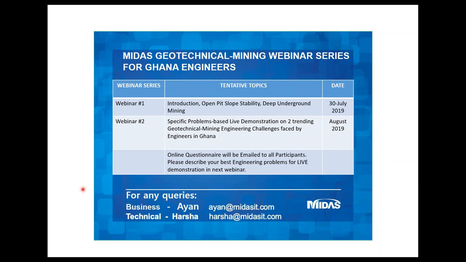Yes, the computer system requirements for running MIDAS, it's the question from one of the engineers. So basically, with a minimum of 4 GB RAM and a minimum of an i3 or i5 processor, it will be very good. But it depends on the type of project.